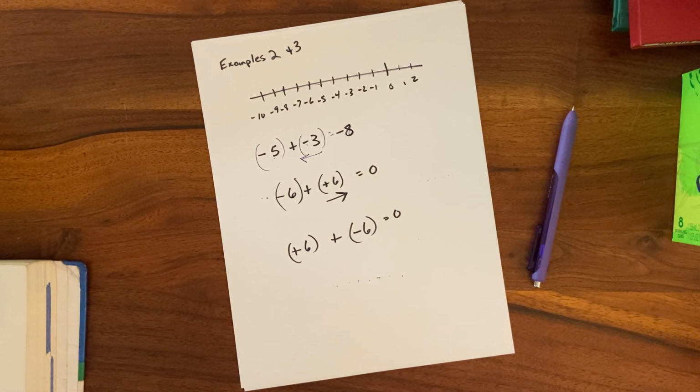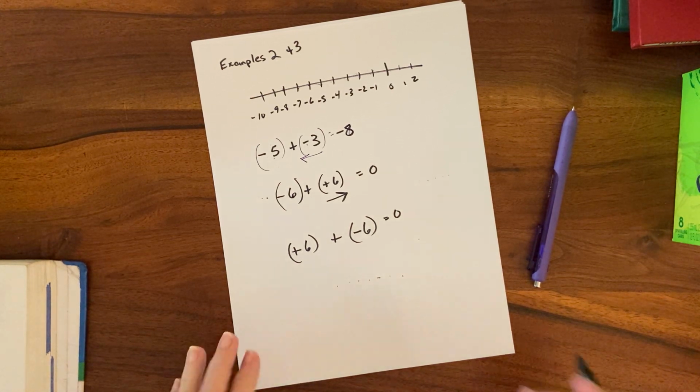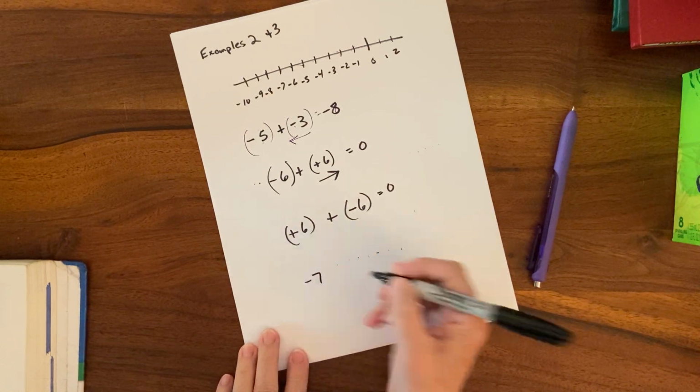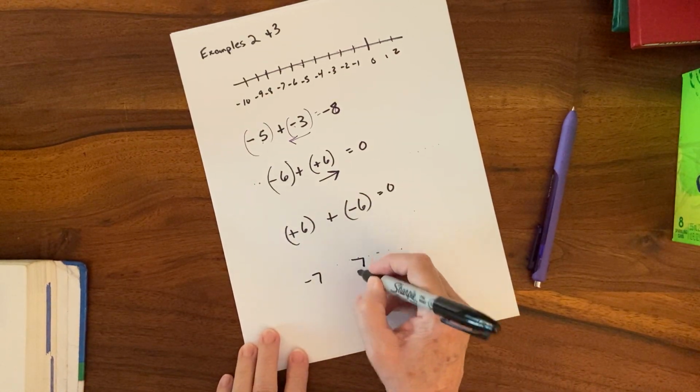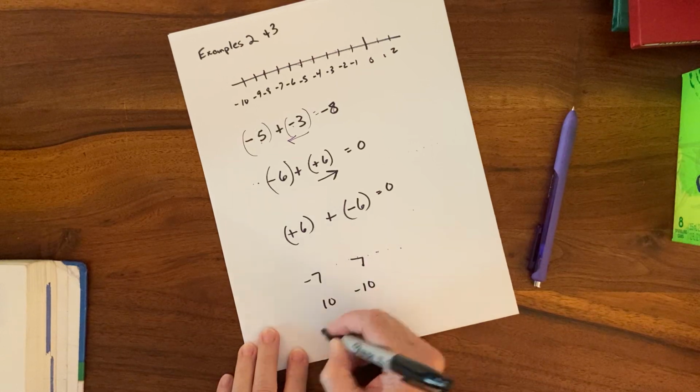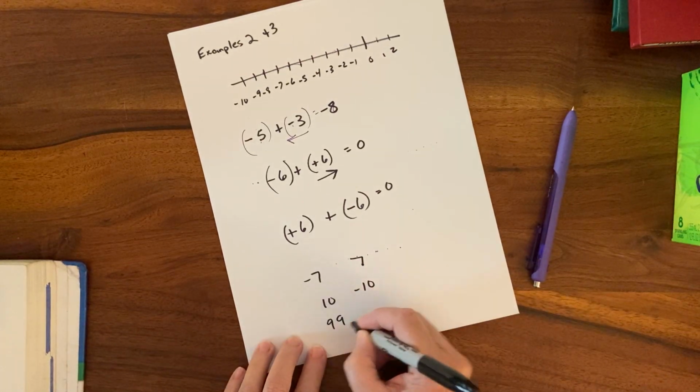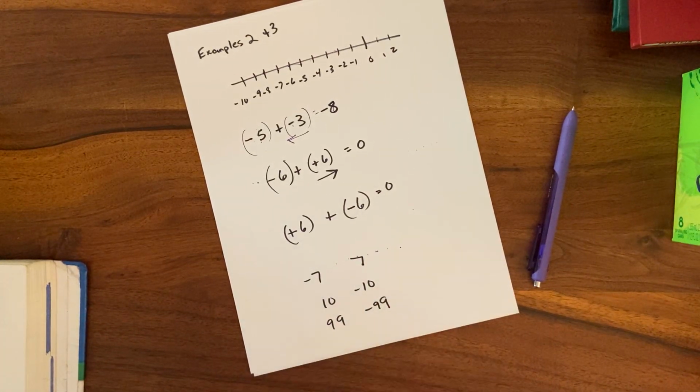Okay, example 5 is finding the opposites. So the opposite of negative 7 is 7. The opposite of 10 is negative 10. The opposite of 99 is negative 99. So that's really easy.